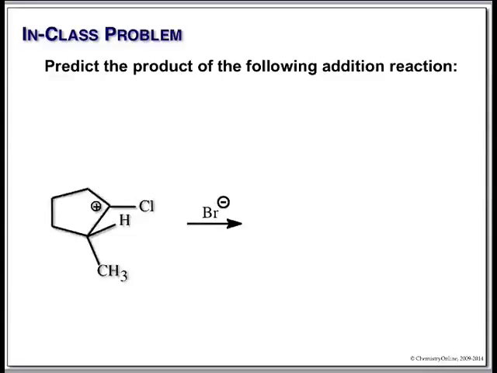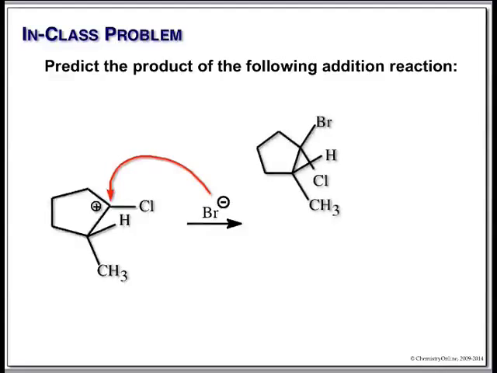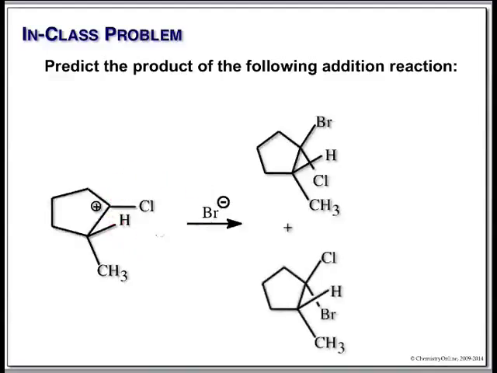Once we have our carbocation here, remember bromide could attack from the top or from the bottom, right? If it attacked from the top, we would get this product where the bromine and the methyl were trans to each other. If we attack from the bottom, we would get this product where the bromine and the methyl are cis. Either coming in the top or coming in the bottom.